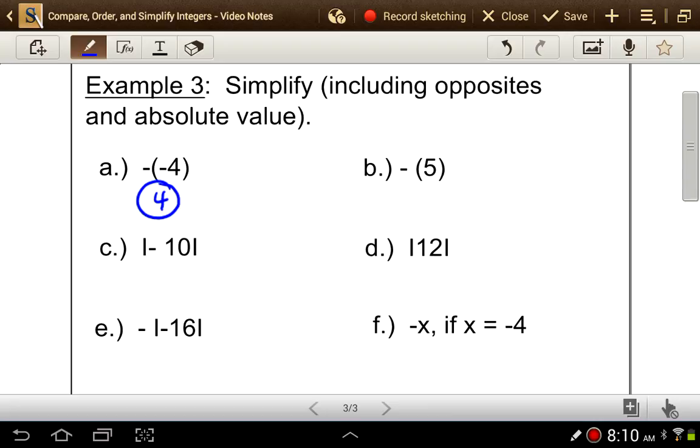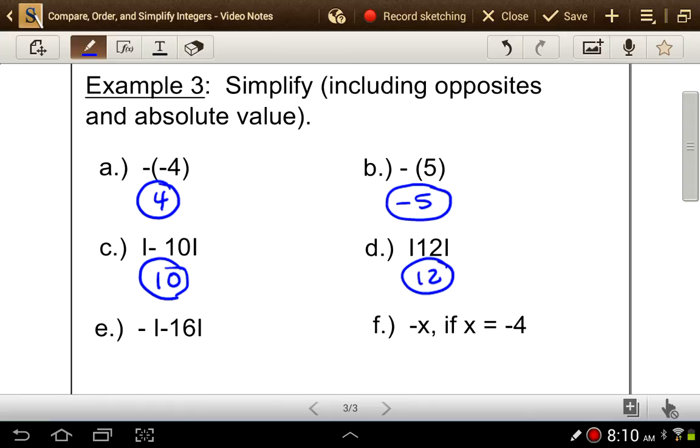Here I want the opposite of 5. The opposite of 5 would be negative 5. Go in the other direction. Notice that just kind of went in front of there. In C, these are absolute value bars. So I want to know the distance away negative 10 is from 0. Negative 10 is 10 spots away from 0. No negative sign, just 10 spots away from 0. Absolute value of 12, for example D here, that's 12 spots away from 0. So that's just going to be 12.